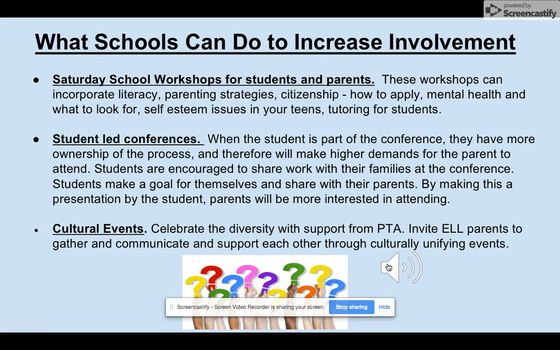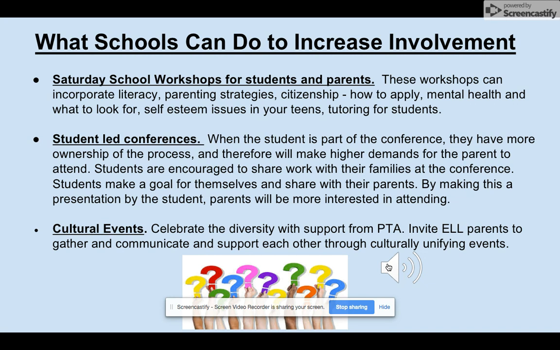Another way to increase parent involvement is to have students lead the parent-teacher conference. When the student is part of the conference, they have more ownership of the process and therefore will make higher demands for the parent to attend. Students are encouraged to share work with their families at the conference. Students make a goal for themselves and share with their parents. By making this a presentation by the student, parents will be more interested in attending.